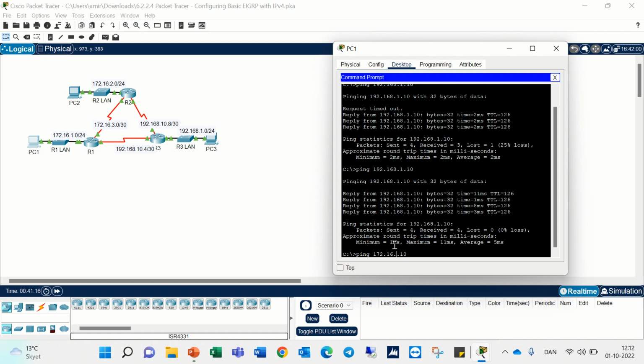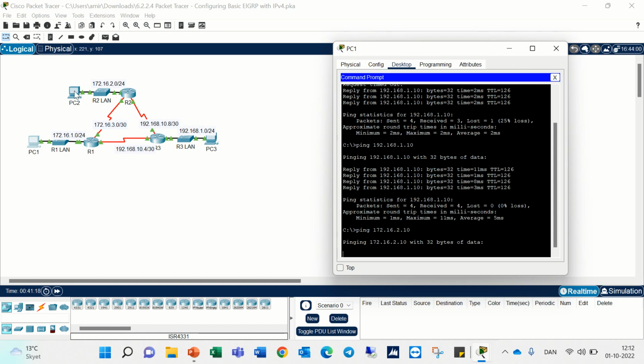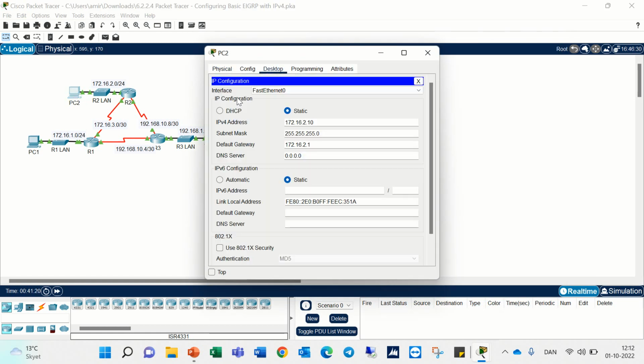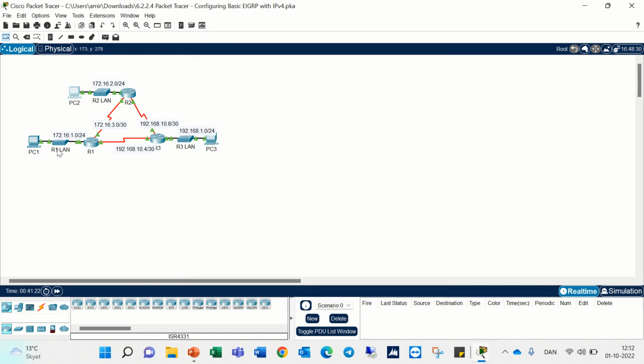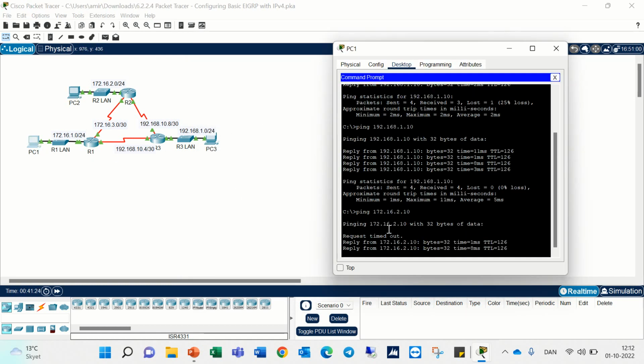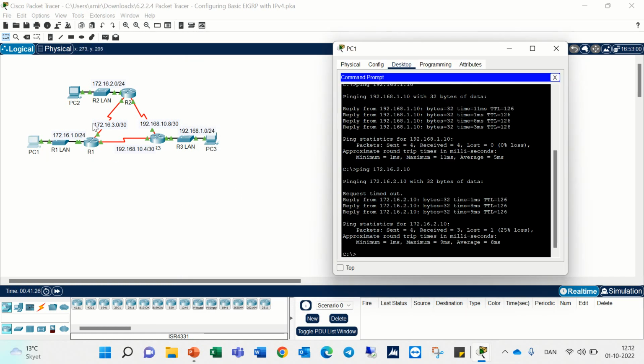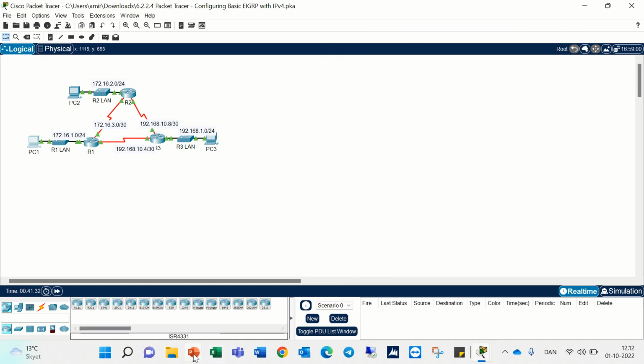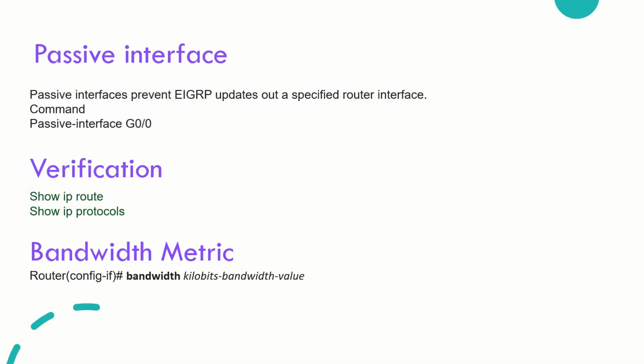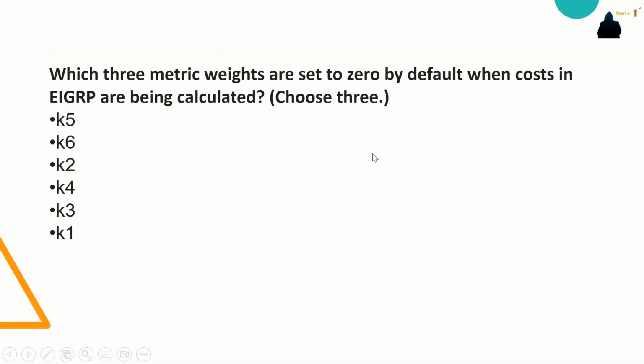172.16.2.10. I think this is the IP address of PC2. Yes, this is correct. And you can see here, PC1 can ping PC2 using EIGRP. Yes. We should come back to our EIGRP PowerPoint and quiz time.